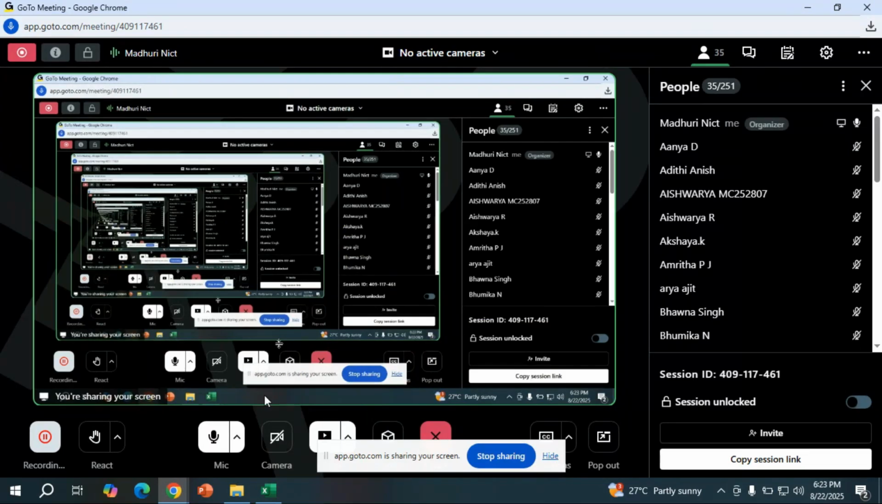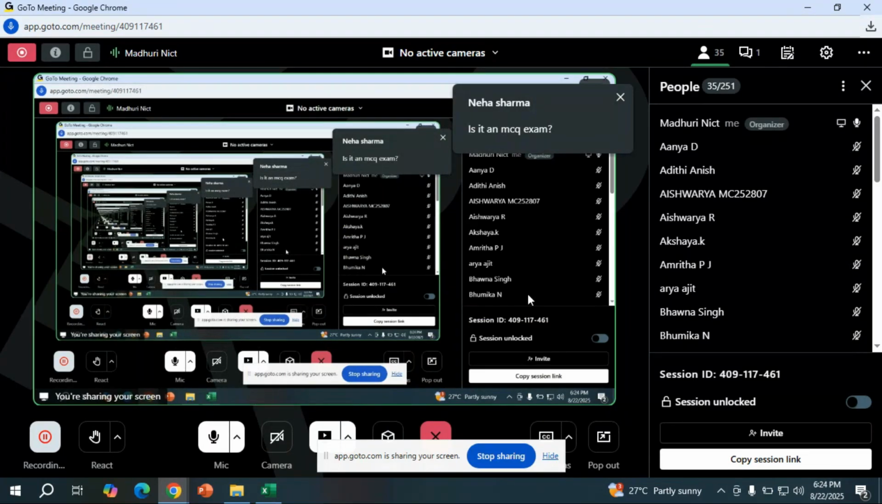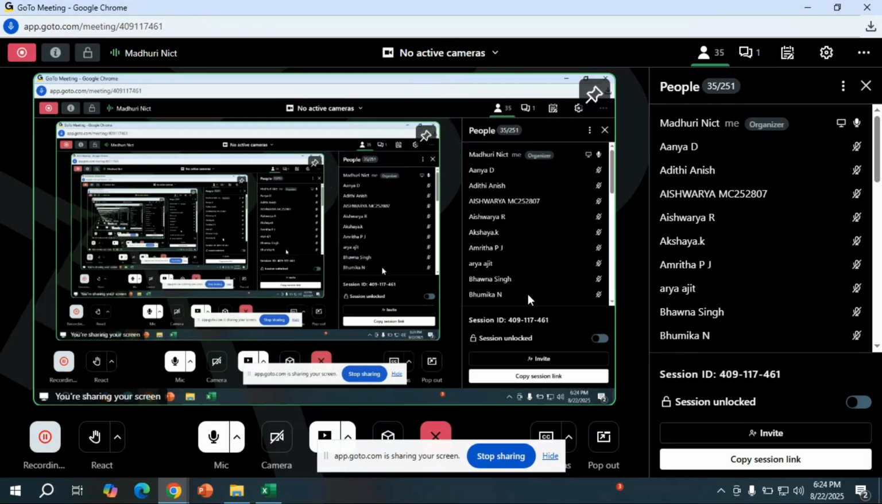So, going back to your cash flow statement, yes, it is completely MCQ, Neha. It's all MCQs, of course. So you have a limit of only 1 hour. After 1 hour, you cannot submit your exams. The link will be shared to you where you can take up the exams, and it's completely MCQ.